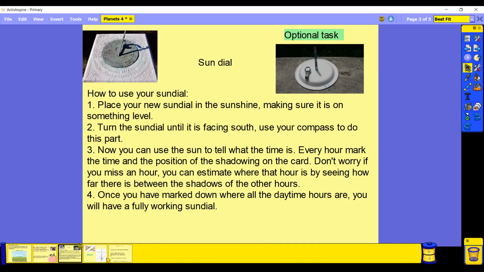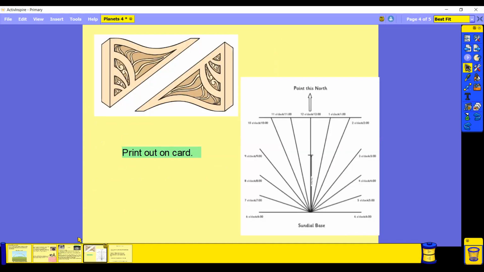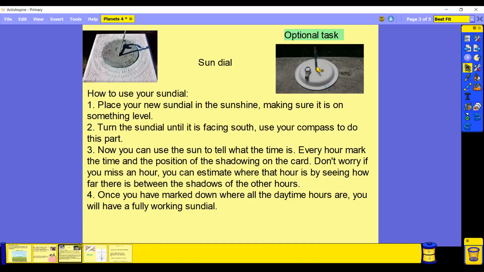So you can either use the worksheet that I will attach to make your sundial, or you can use a paper plate with a pen in it. All you can do is get some card, cut out a circle, cut out a triangle and stick it on. Again, it is just really important that you find north and you point it towards north.